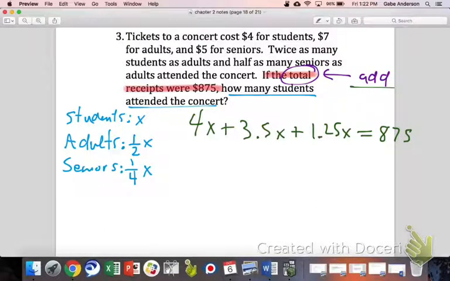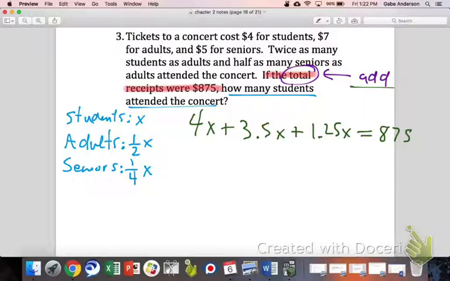We'll do the equation solving and simplifying here in a moment. Do you guys have any questions about where we got each of those terms? The 4X, the 3.5X, the 1.25X? Just multiply ticket cost times number of people. Can we just add up the 4X plus the 3.5X plus the 1.25X? Yeah, we'll do that next. Yep, absolutely. Question though first.